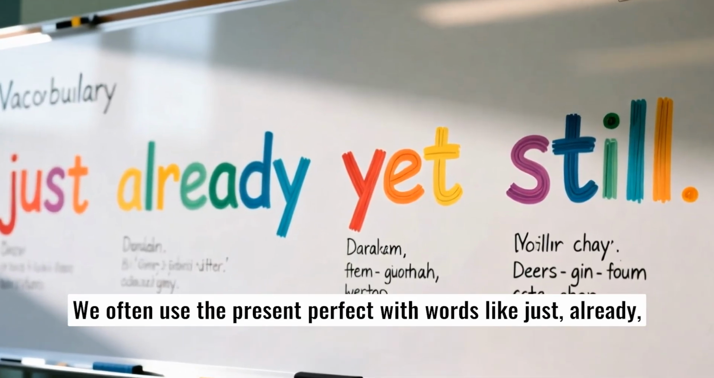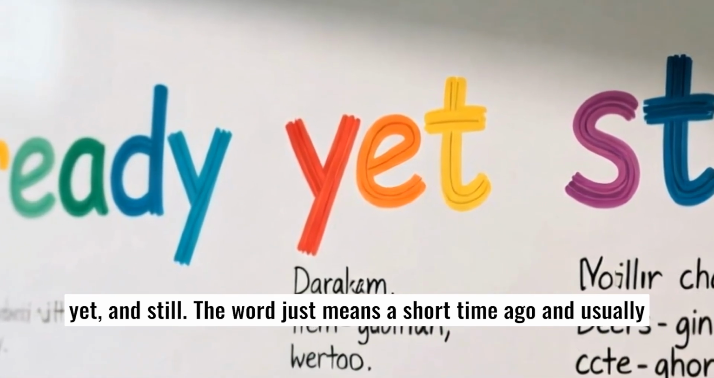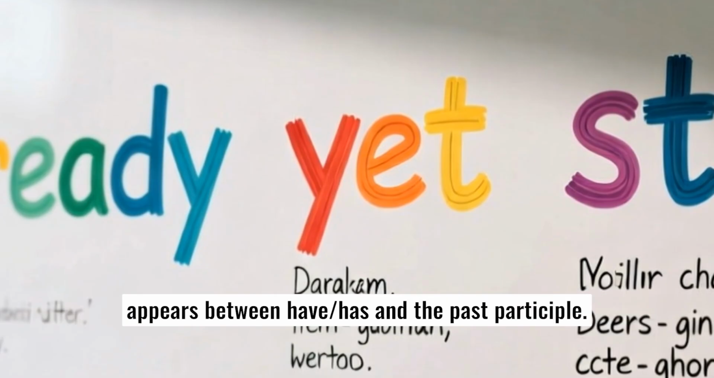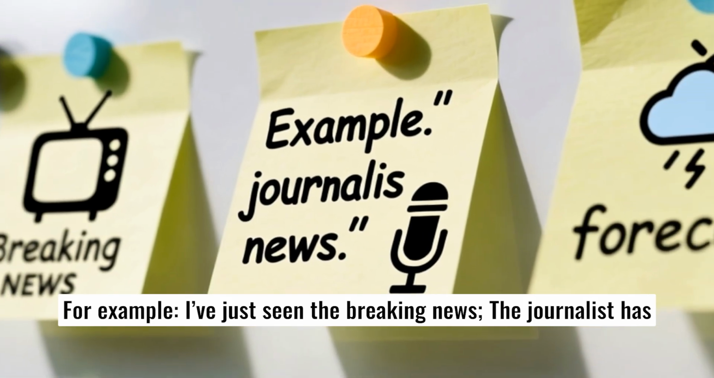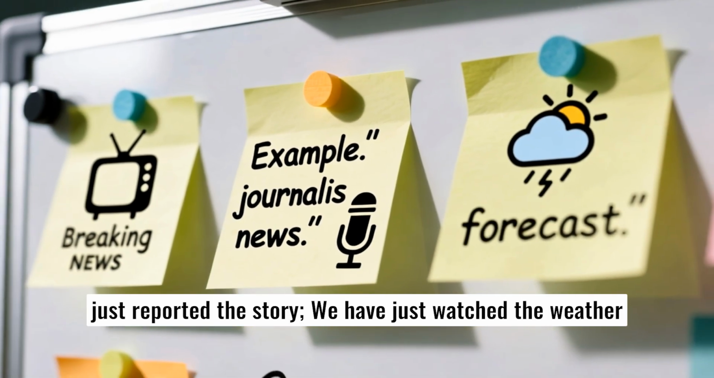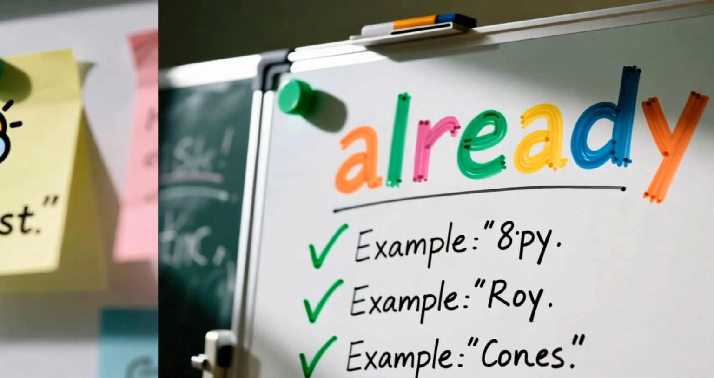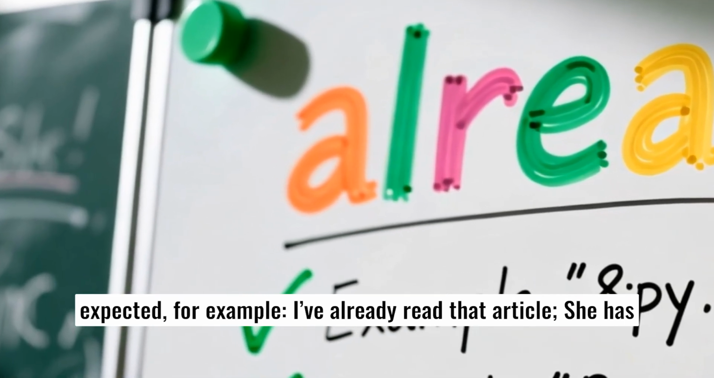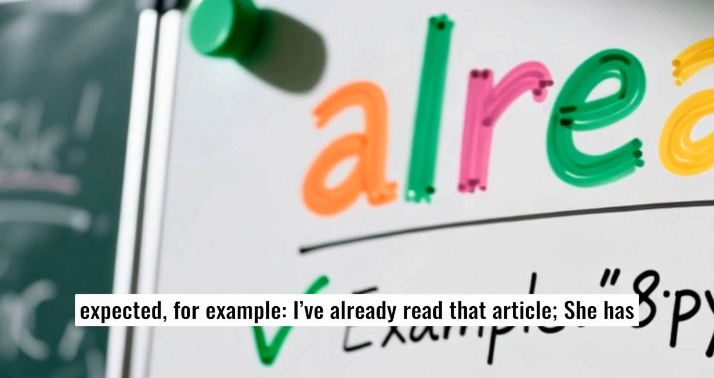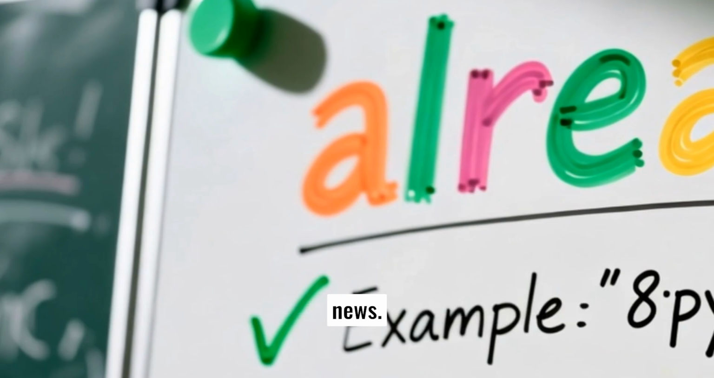We often use the present perfect with words like just, already, yet, and still. The word just means a short time ago, and usually appears between have or has and the past participle. For example, I've just seen the breaking news, the journalist has just reported the story, we have just watched the weather forecast. The word already means something happened earlier than expected, for example, I've already read that article, she has already published the blog, the channel has already reported the news.